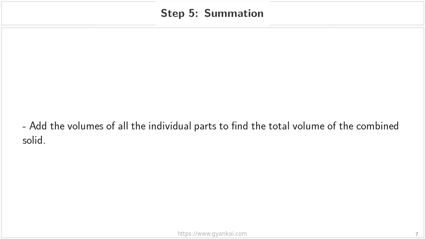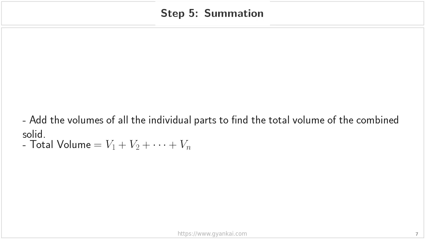Step 5. Summation. Now that we have calculated the volumes of each individual shape separately, we reach the final and most crucial step, Step 5, which is summation. To find the total volume of the entire combined object, all you need to do is add the volumes of all the individual parts together. Mathematically, we express this as total volume equals V sub 1 plus V sub 2, and so on up to V sub n. Essentially, by summing up these separate components, we arrive at the complete volume for the entire complex solid.